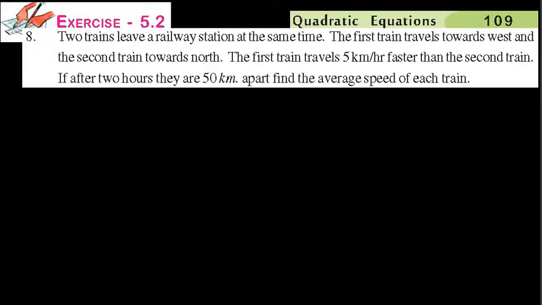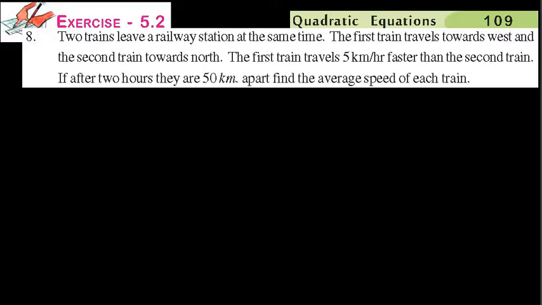Question number 8. The question is given in this way. Two trains leave a railway station at the same time. The first train travels towards west and the second train towards north. The first train travels 5 km per hour faster than the second train. If after 2 hours they are 50 km apart, find the average speed of each train.